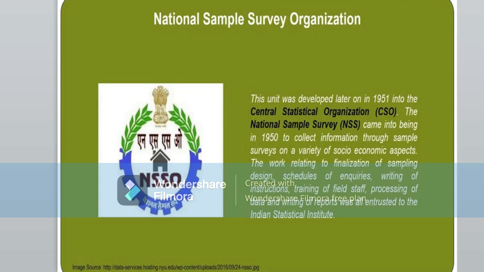So now let us start this class with a new topic, that is the National Sample Survey Organization. Why is this needed? It is an organization that collects the data of different types of poverty, unemployment, and socio-economic progress of India.